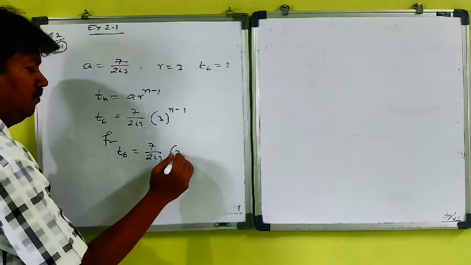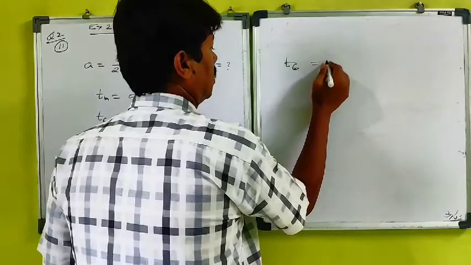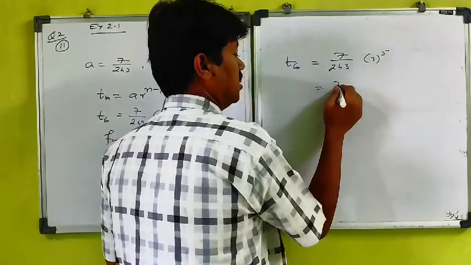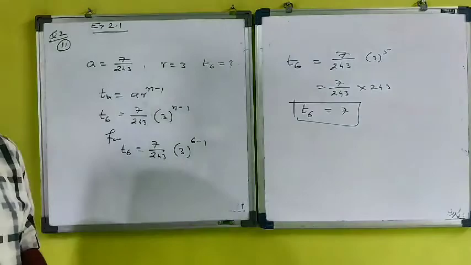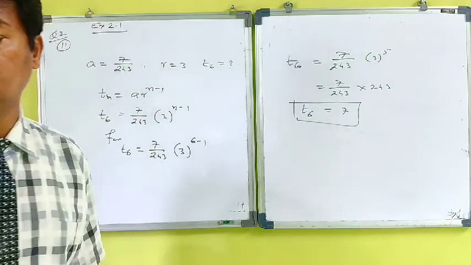So T6 is equal to what? 7/243 into 3 raised to 5, that is 7/243 into 243, which is equal to 7. So T6 is equal to 7. So the sixth term in the sequence will be 7. That's a very simple one. Similarly, there are similar questions, so we will not do those.